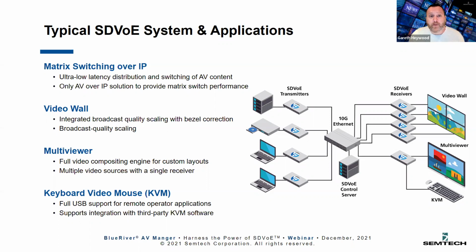However, on top of this capability, there's a lot of powerful features and additional functionality that's built in to those SDVOE endpoints themselves. So the blueriver chipset includes an advanced video processing engine that can be used to crop and scale images for video wall applications, as I'm showing there on the top right of this diagram. And since each receiver has access to all video content via that network switch, it can subscribe to multiple video sources simultaneously. And again, using the power of the integrated AV processor, composite multiple video sources onto a single display for multi-viewer applications, which is shown there at the bottom right.